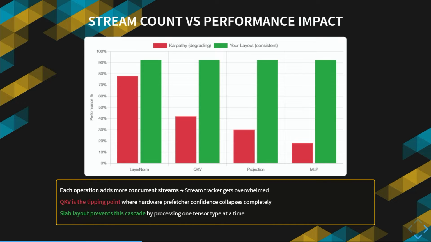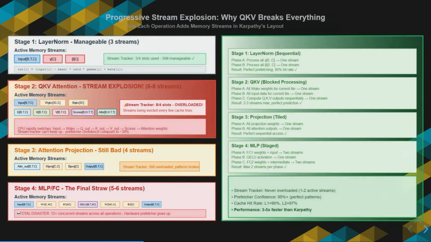And I mark the QKV as a tipping point here because this is where the hardware prefetcher's confidence completely collapses. In stark contrast, our layout maintains a consistent high performance throughput because our slab layout prevents this entire cascade of failure by processing one tensor type at a time. So let's break down exactly what that stream explosion looks like.